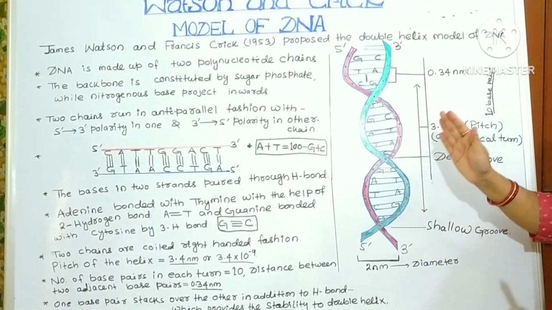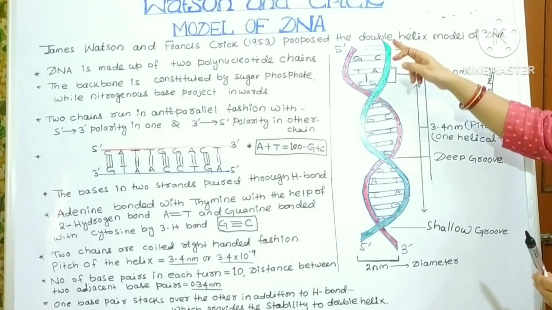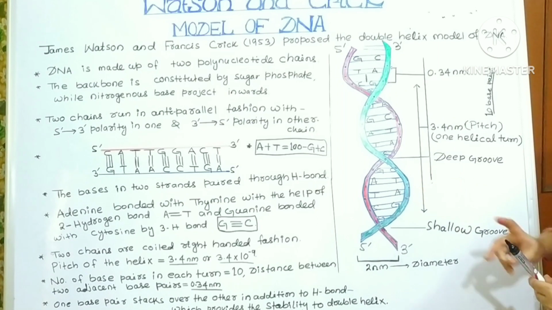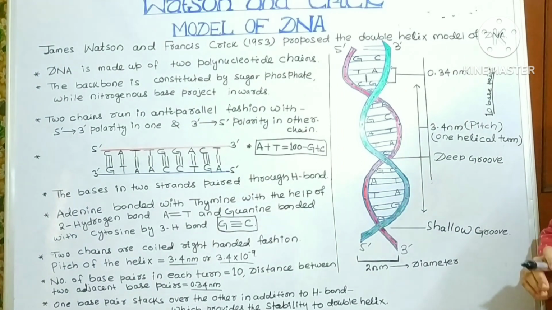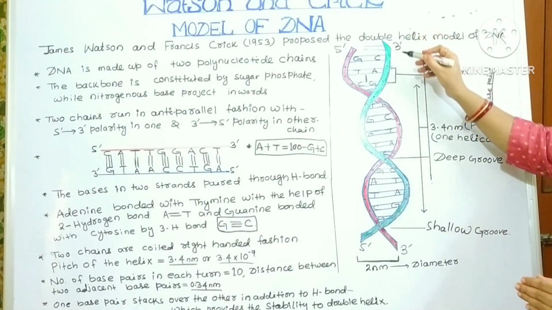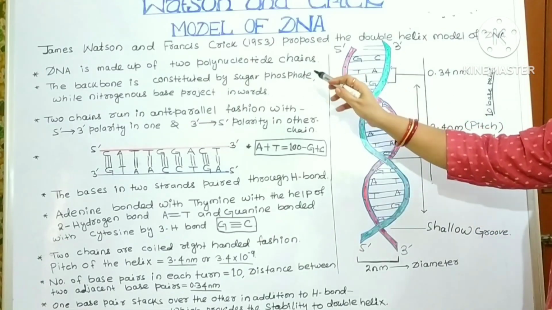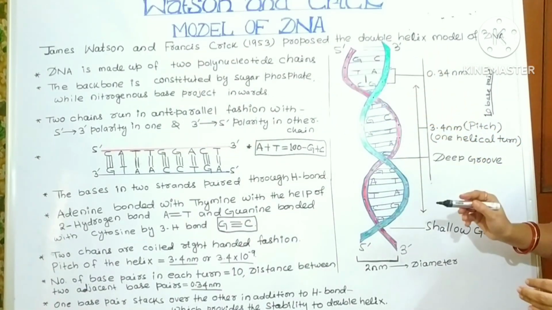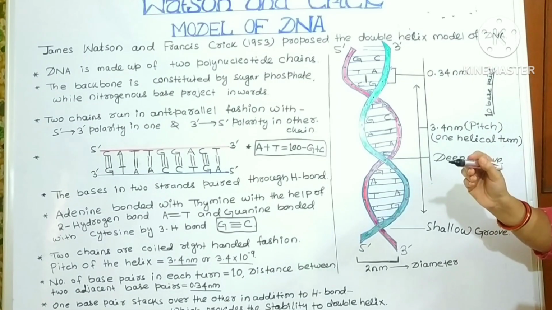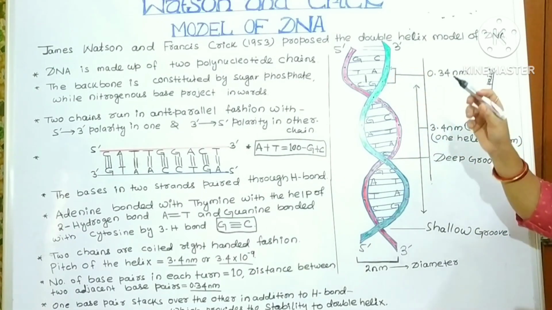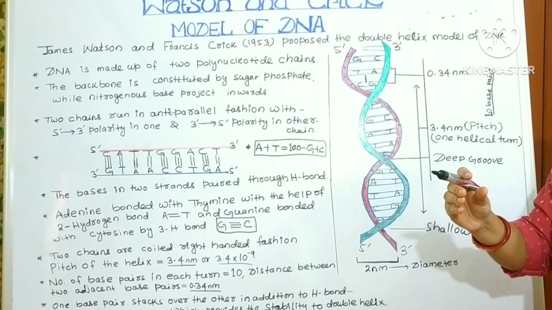Okay, we have studied that the backbone consists of sugar and phosphate. It is very important. The backbone of a double helix structure of DNA consists of sugar and phosphate, and the stability is provided by the nitrogen bases in addition to hydrogen bond.